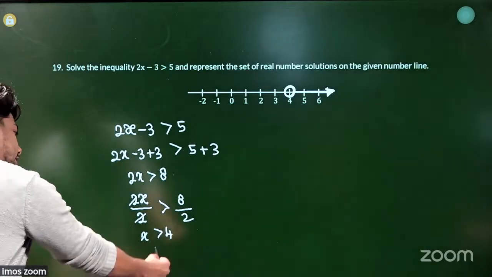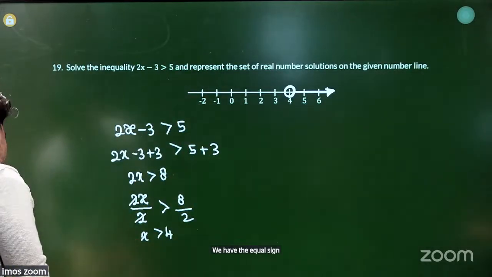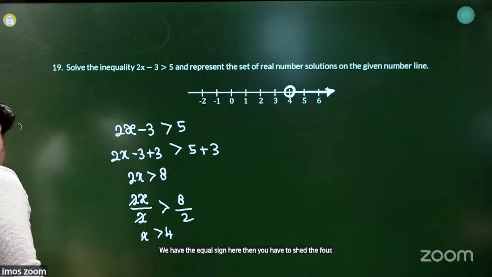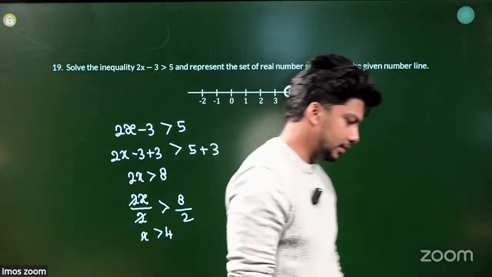If we have the equal sign here, then you have to shade the circle at 4.